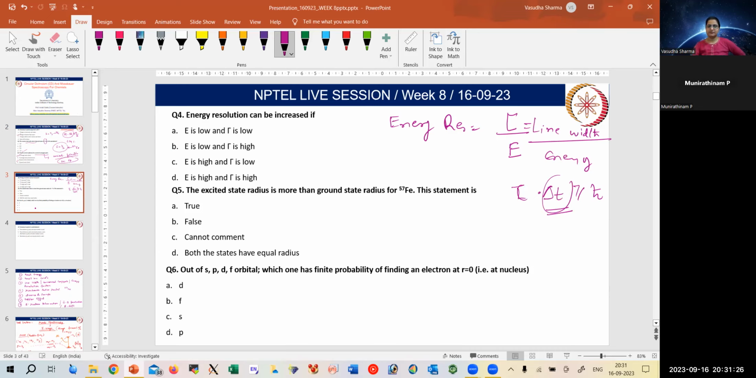Ma'am, once again explain, ma'am. So the energy resolution that we are asking for, the resolution of that spectra, has to be high. Whether this parameter would be high and this would be low, or this is low and this is high, what kind of combination is possible? The numerator has to be high or the denominator has to be high or low. What combination? That is why 4 options have been given. So you need to choose the right option which will give you high energy resolution. So first you understand the energy resolution.